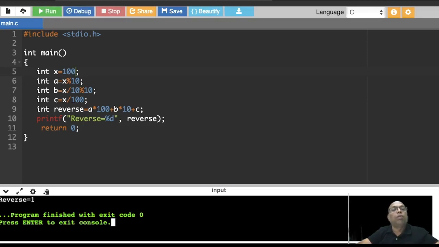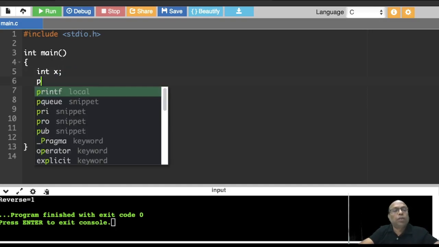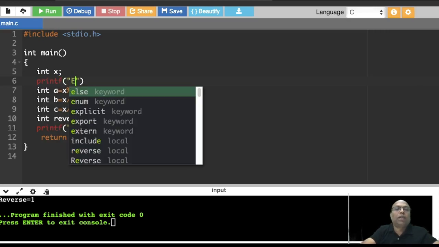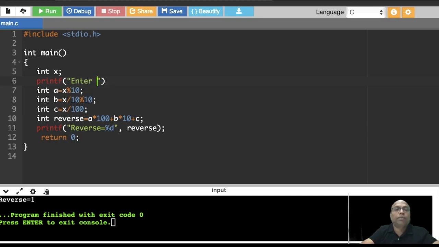So, if you want to take an input from the user, the simple thing is this. First, always write a program like this. Then you convert it into an input form so that you don't waste time. Enter a 3-digit number. Remember, this code is only for a 3-digit number.